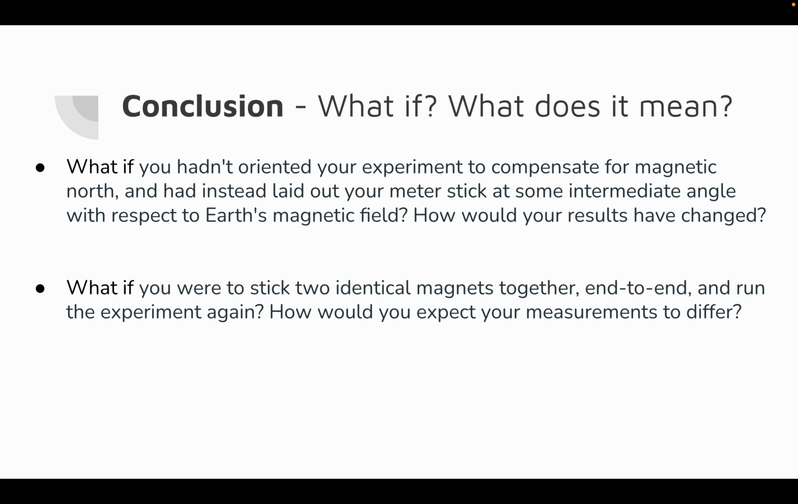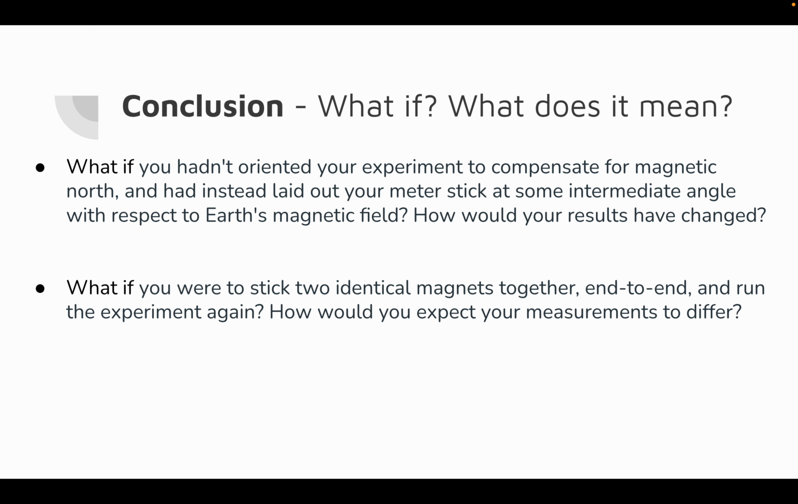As a conclusion, some what-if questions. What if we hadn't oriented our experiment to compensate for the magnetic north? If we had done this, it would have been a little sloppy and we really wouldn't have achieved much, because you would have had some directions where the two fields were working together, some where they were opposite, and it wouldn't perfectly line up, so we wouldn't have gained much knowledge from that experiment.